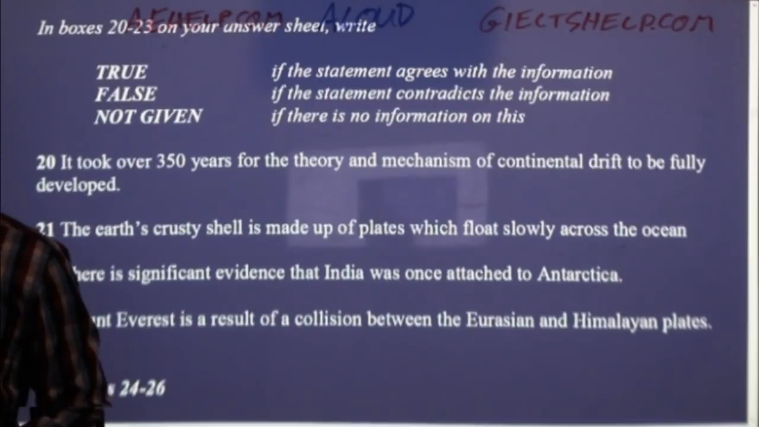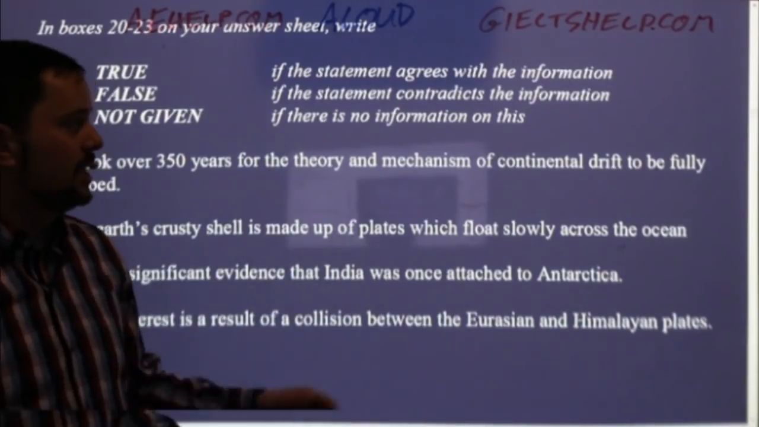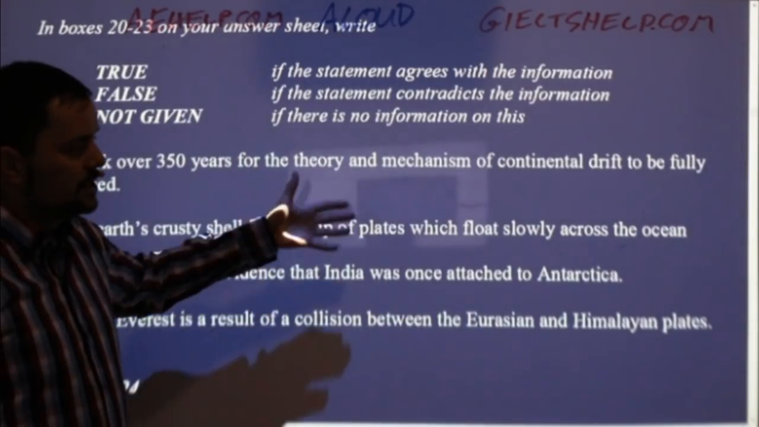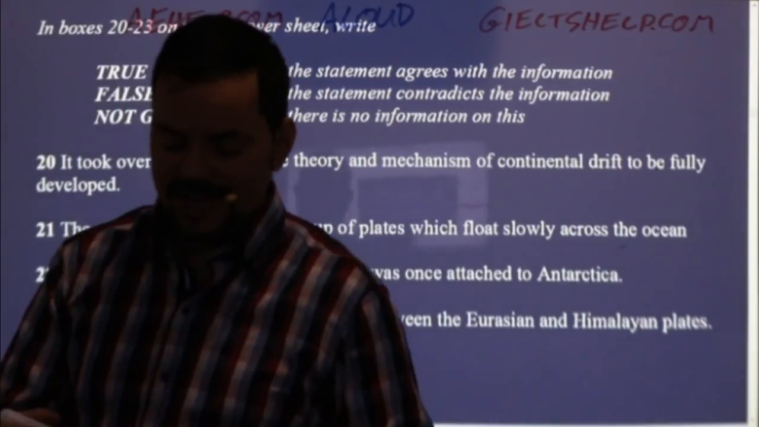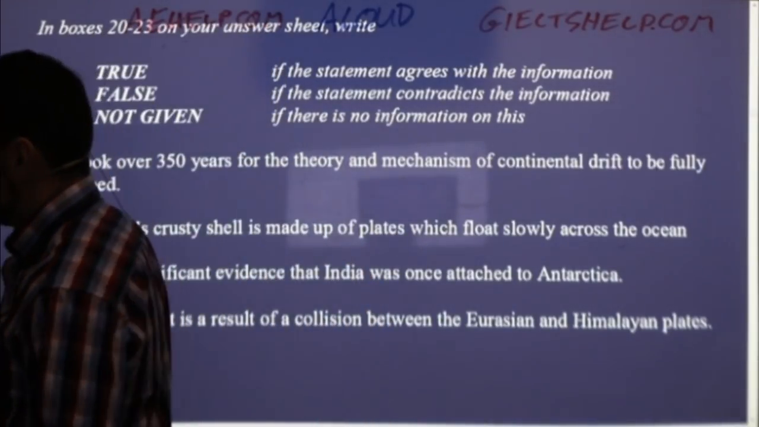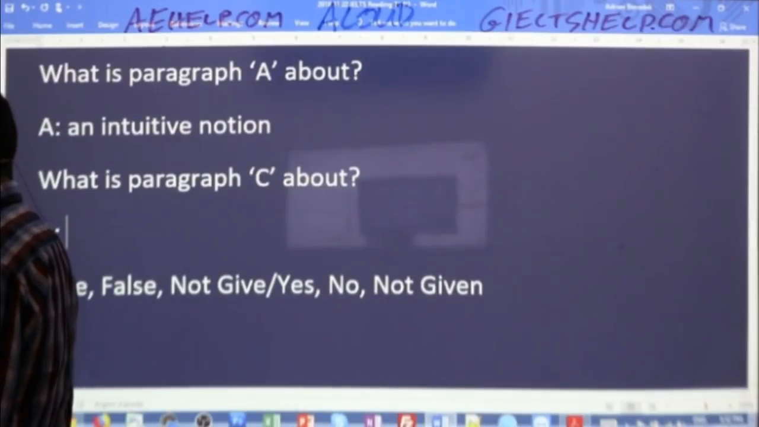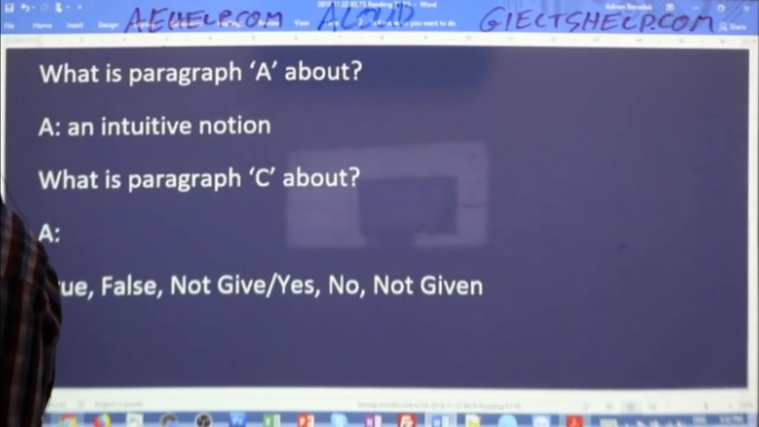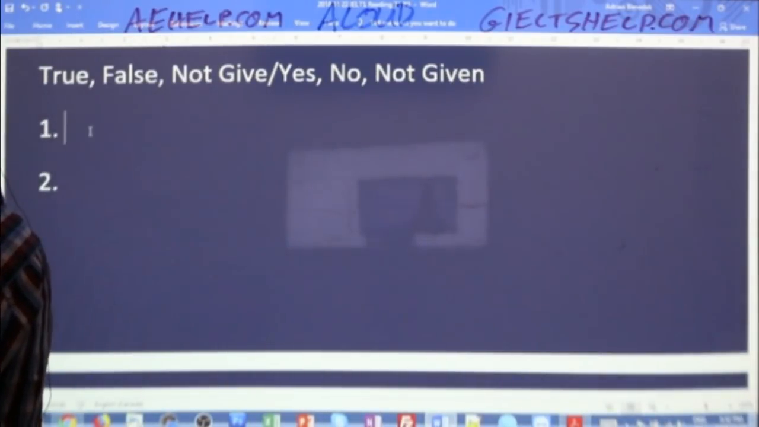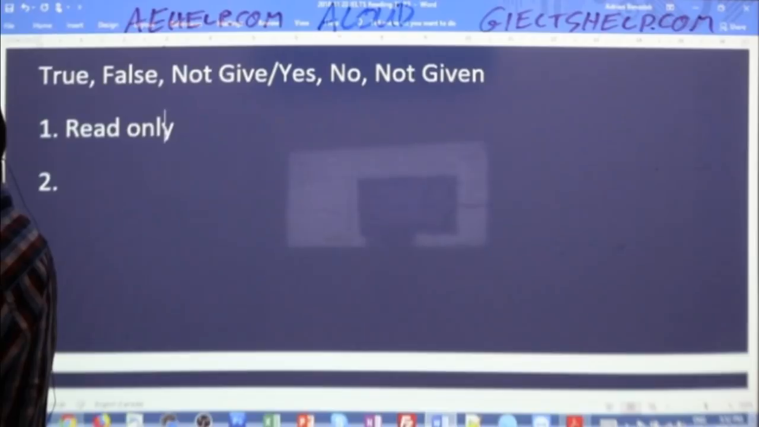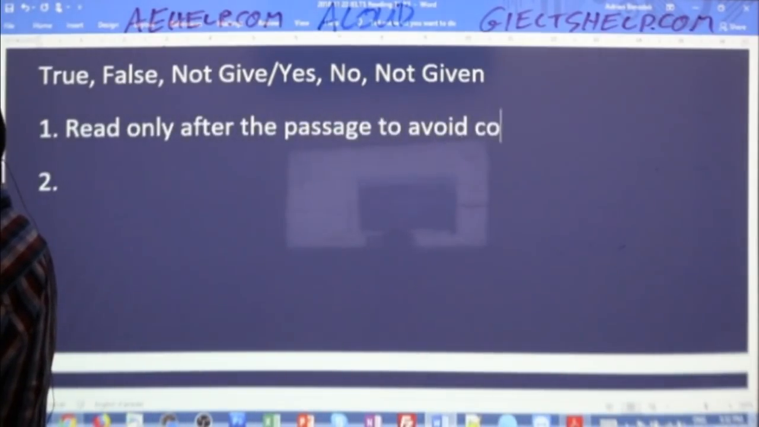The reason why is because there's false and not given information here. And false and not given information can be very confusing if you read it before the passage. So logically, you read these after the passage. Don't worry, girls and guys, we'll answer these. Just talk a little bit of strategy first, okay? So true, false, not given. Read only after the passage to avoid confusion.